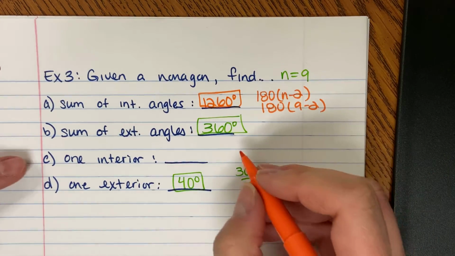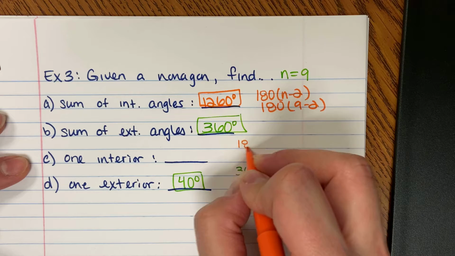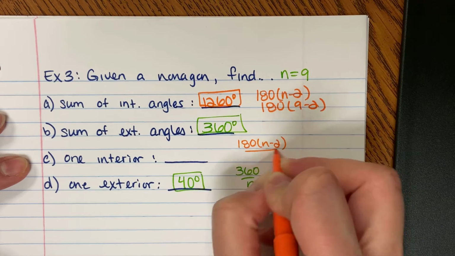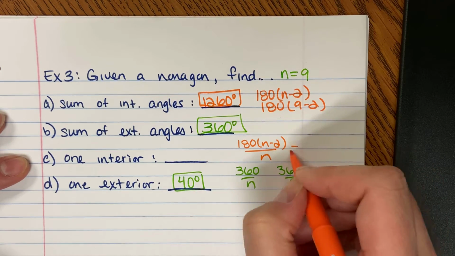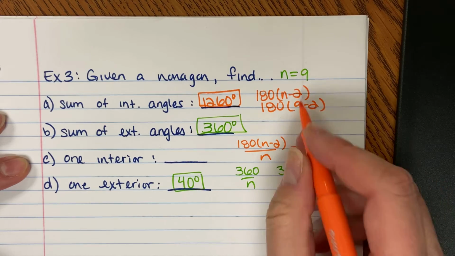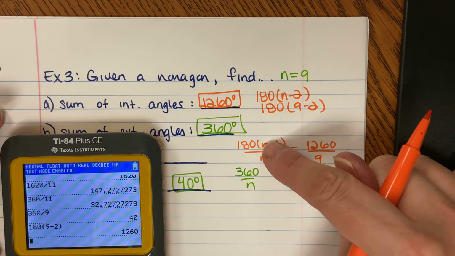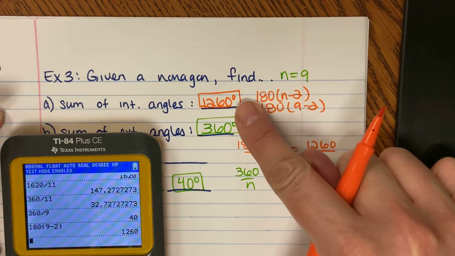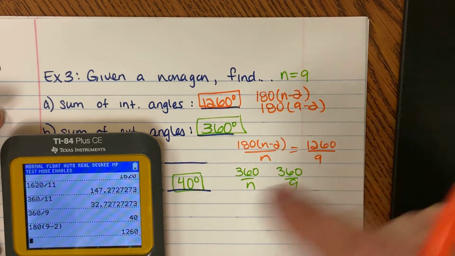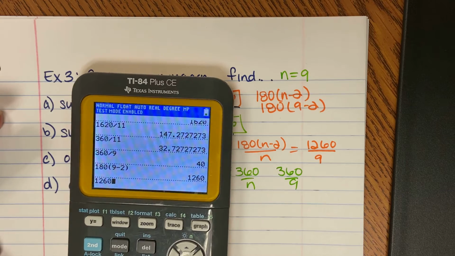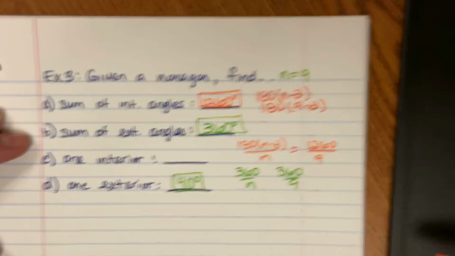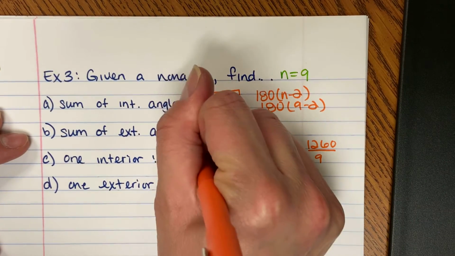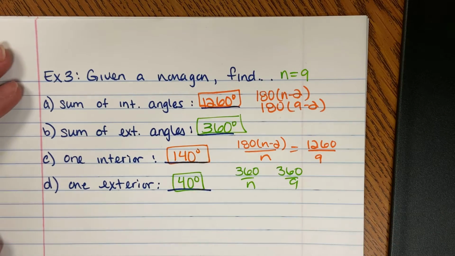And then for the one interior, we're going to take that 180(n minus 2), and we're going to divide it by n. So we're going to take 1260 divided by 9, because that's what we got for the top part. If we plugged in 9 here, 9 minus 2, we got 1260, and then n is 9, so we're going to divide that by 9. 1260 divided by 9 is 140. There you go.